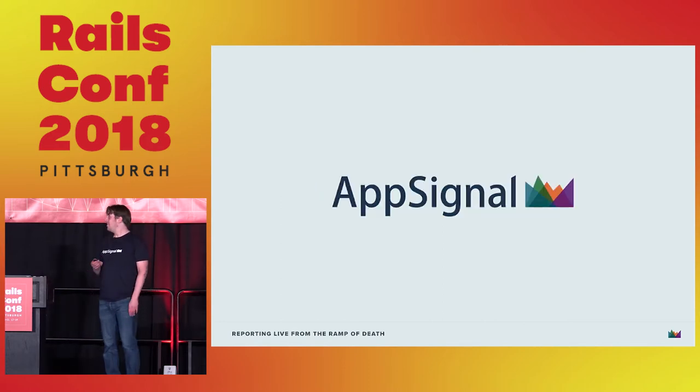So this is my SaaS. It's called AppSignal, and it's the best monitoring tool for Ruby and Elixir teams that want to build a really high quality application.